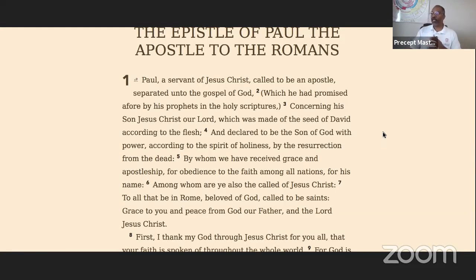What we're going to do is look at it. It says, which he had promised before by the prophets in the Holy Scripture. And promised to be the Son of God with power. He was promised to be the Son of God with power. This is what we know, according to the Spirit of holiness, by the resurrection from the dead. It tells us that. So we know it's based on a promise. So we've got to see some of these promises and see what it's talking about.